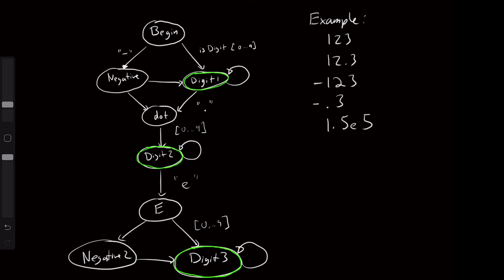So this means if you have a negative exponent, because after you have an exponent, you could continue having digits. So this is if you have a negative. So how does this work? Here you have 1.5e5.